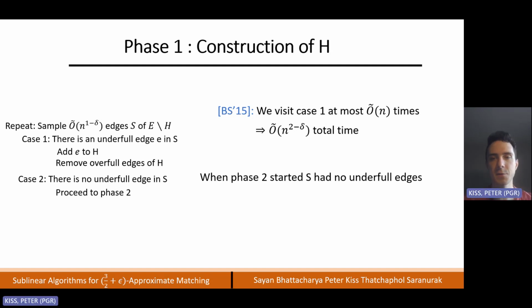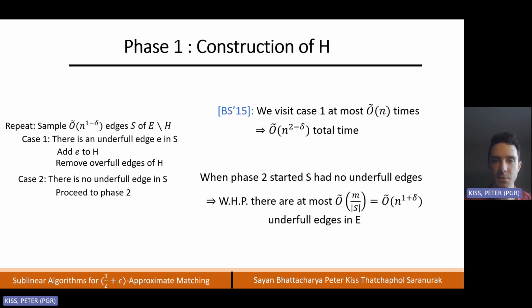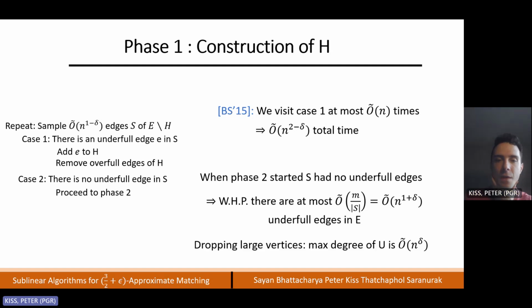And also note that when phase 2 started, S had no underfold edges. So we can with high probability make an argument that there are very few underfold edges in the whole S set, something like M over size of S, which is going to come to n^(1+δ), assuming that the graph is fairly dense. And if we drop large degree vertices, we can also assume that not only is the set of underfold edges sparse, but they also have a small maximum degree. Let's refer to them as U, and let's assume now that we get the high probability guarantee that their maximum degree is n^δ.